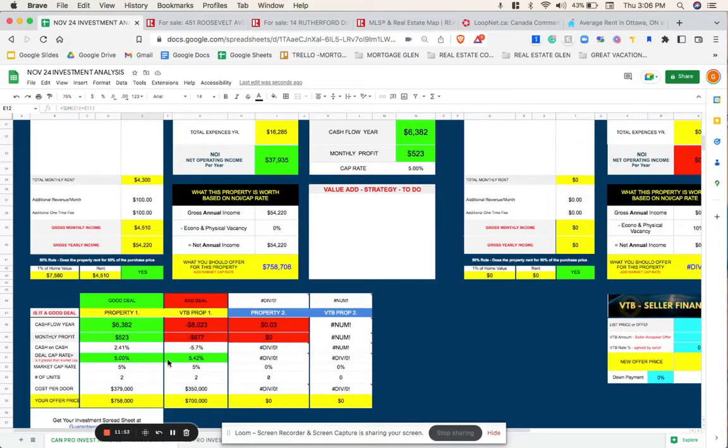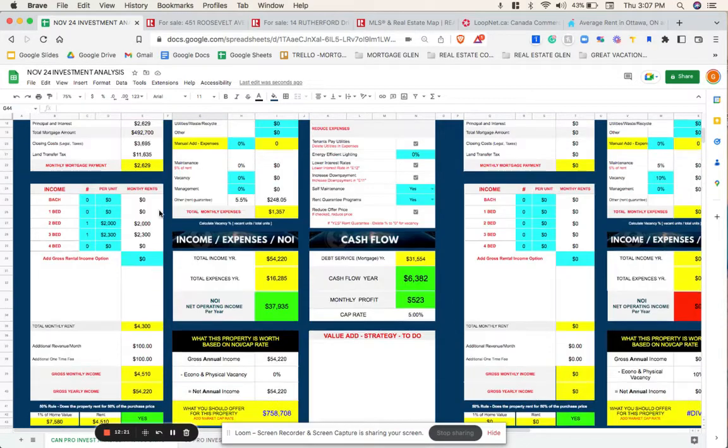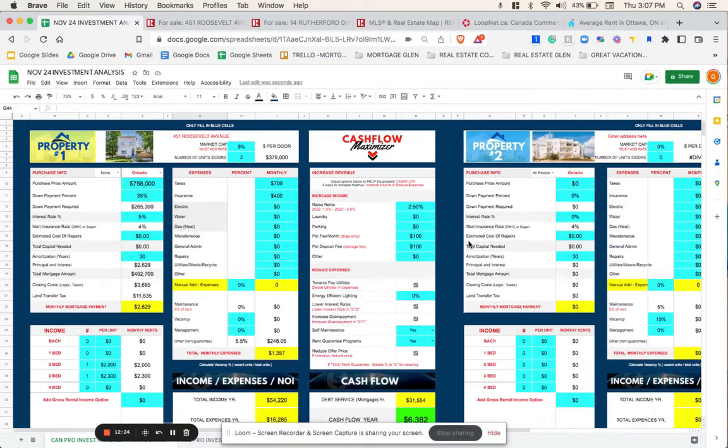So the market cap is roughly about right. The deal cap is about the same. A monthly profit and cash flow per year. Plus, here is our 50% rule. So 1% value of the home, and if the rent is 50% of the 1% of the value, you're going to get a green indicator. So this is actually a good deal right now. But we have to offer 758 on this property, and they want 9 something, which is crazy.